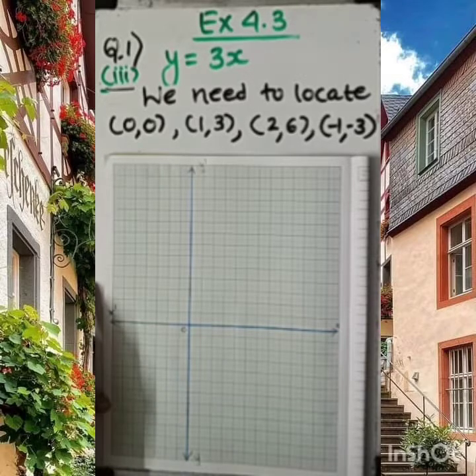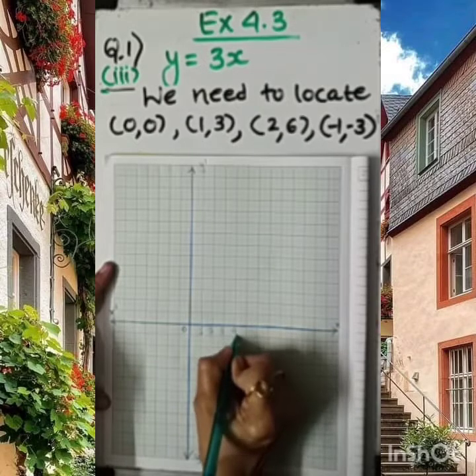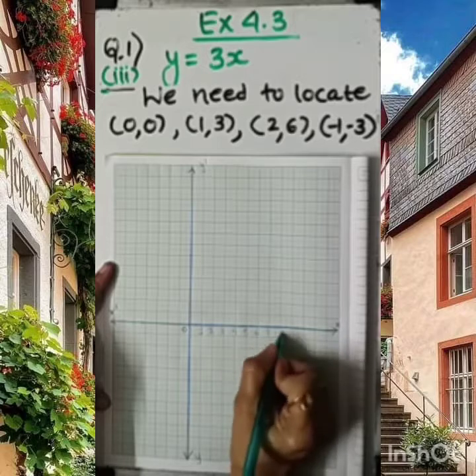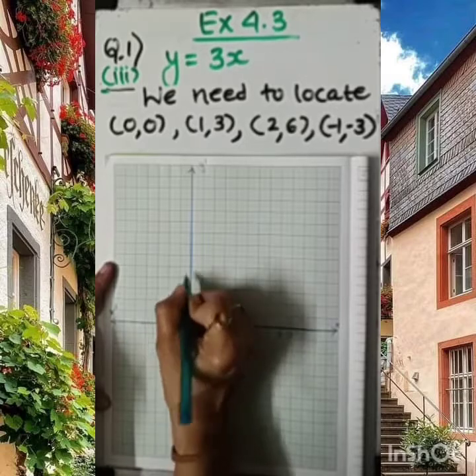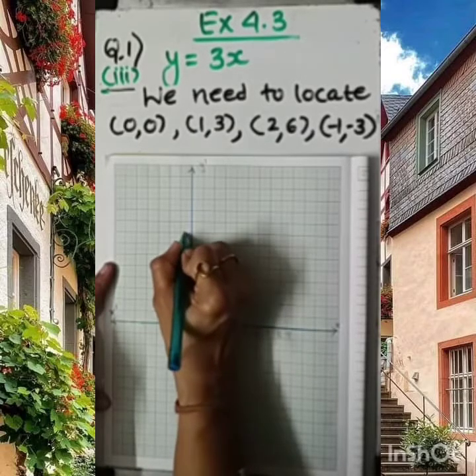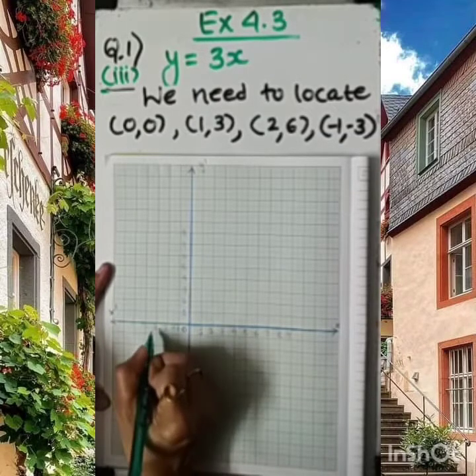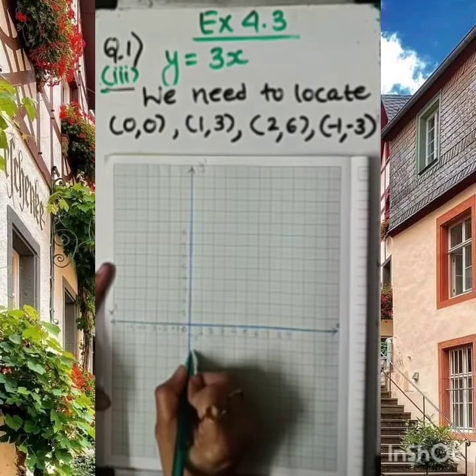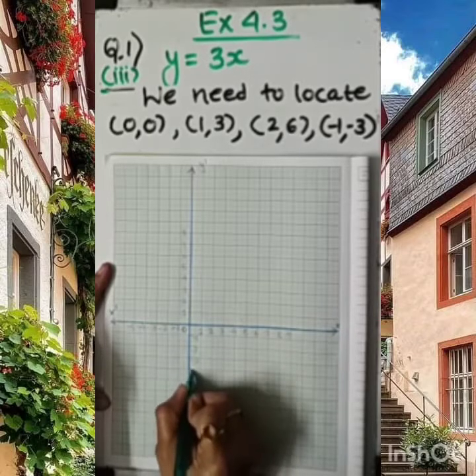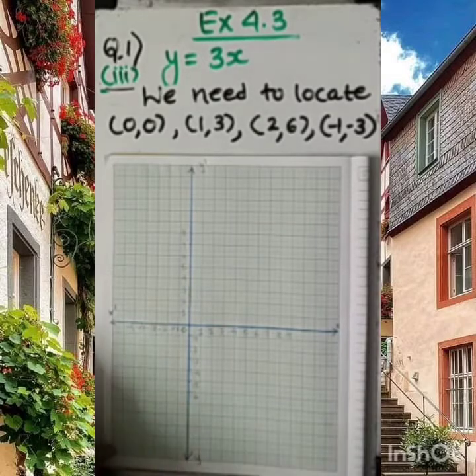So keeping this in mind, I am writing here 1, 2, 3, 4, 5, 6, 7, 8, 9. Here also 1, 2, 3, 4, 5, 6, 7, 8. This side also negative points -1, -2, -3, -4, -5. Similarly, this side -1, -2, -3, -4, -5, -6, and so on. Now let's locate the points one by one which are required.